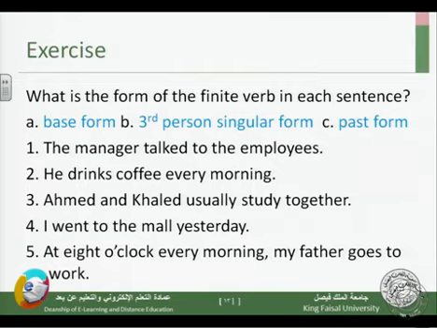Number 5, at 8 o'clock every morning my father goes to work. The verb here is goes, and it is the third person singular form. So go, goes, we added es to the end of the verb, and so the correct choice for number 5 is B. Okay, so goes is the third person singular form of the verb go.